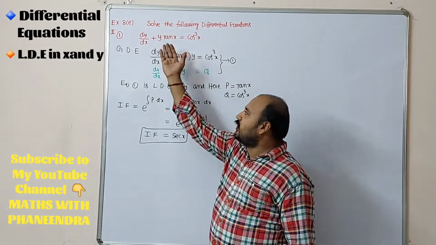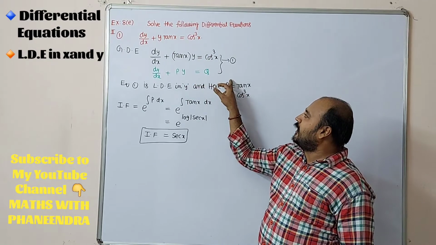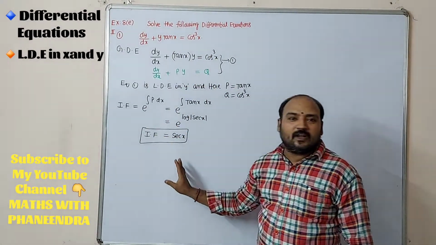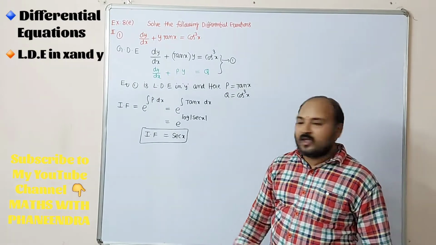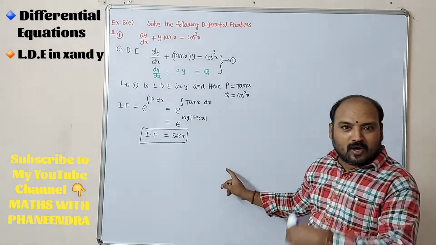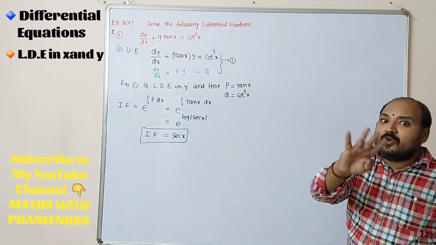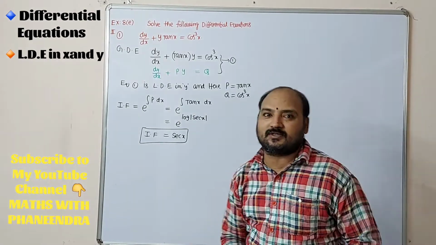For converting the given equation into this form and writing P comma Q, 1 mark. Finding the integrating factor, 1 mark. For writing the solution step, 1 mark. For getting the answer, 1 mark. This is the way the marks are distributed when the question is given for 4 marks.